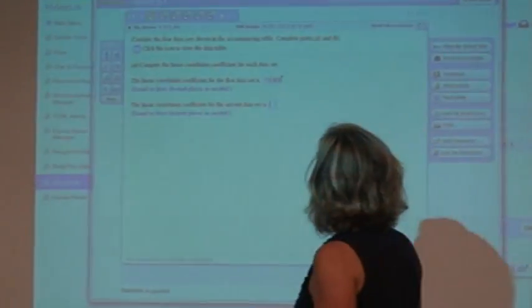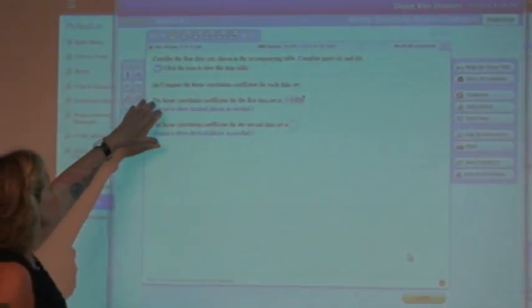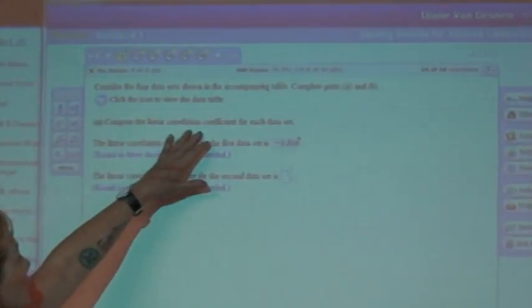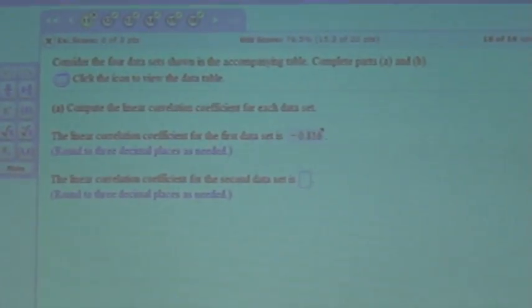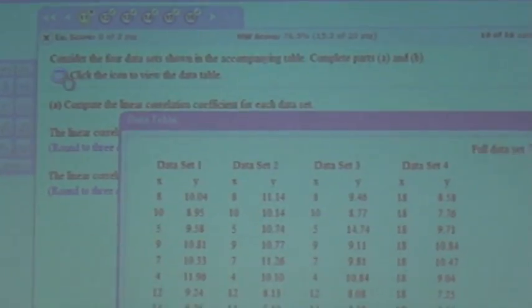So this is number 11, 4.1. You're going to compute the linear correlation coefficient for each data set. Okay? So let's pop open that data and copy it into StatCrunch.